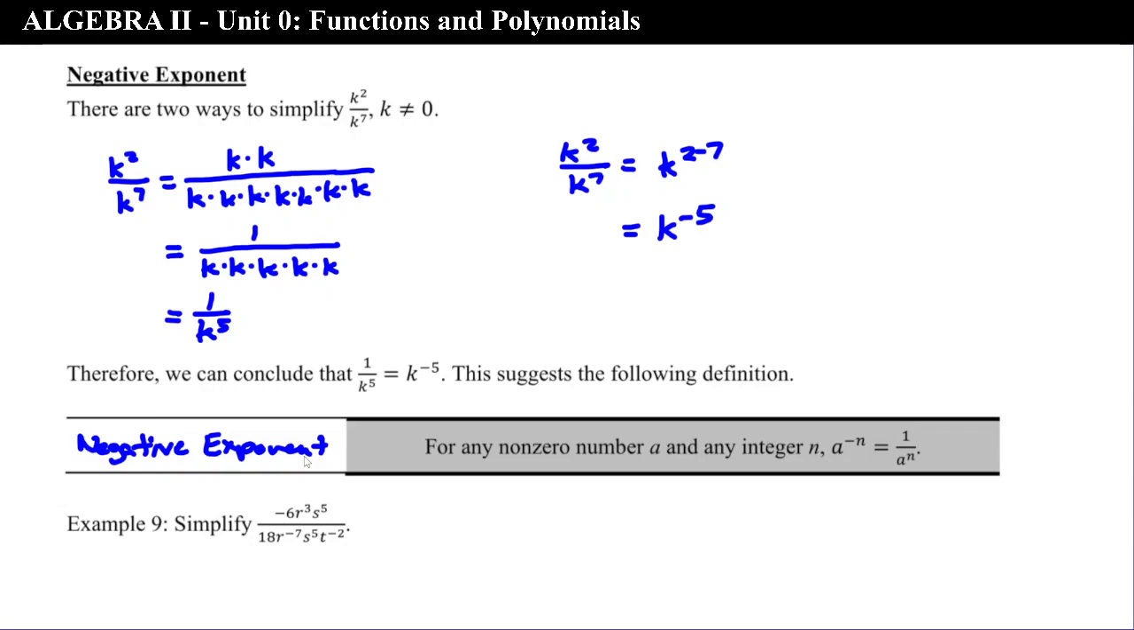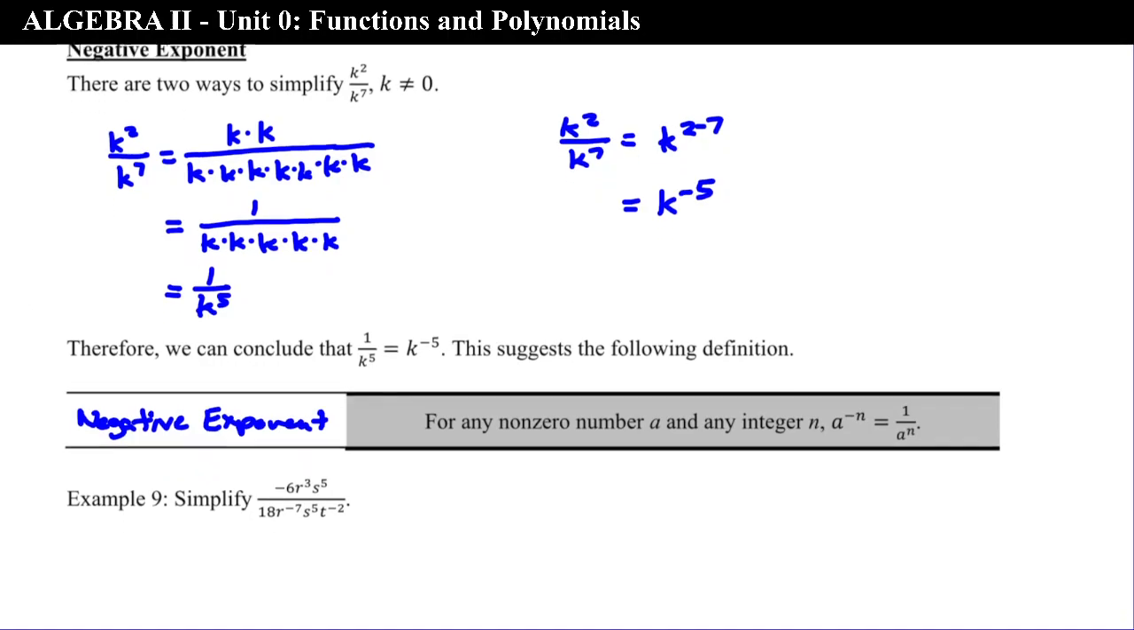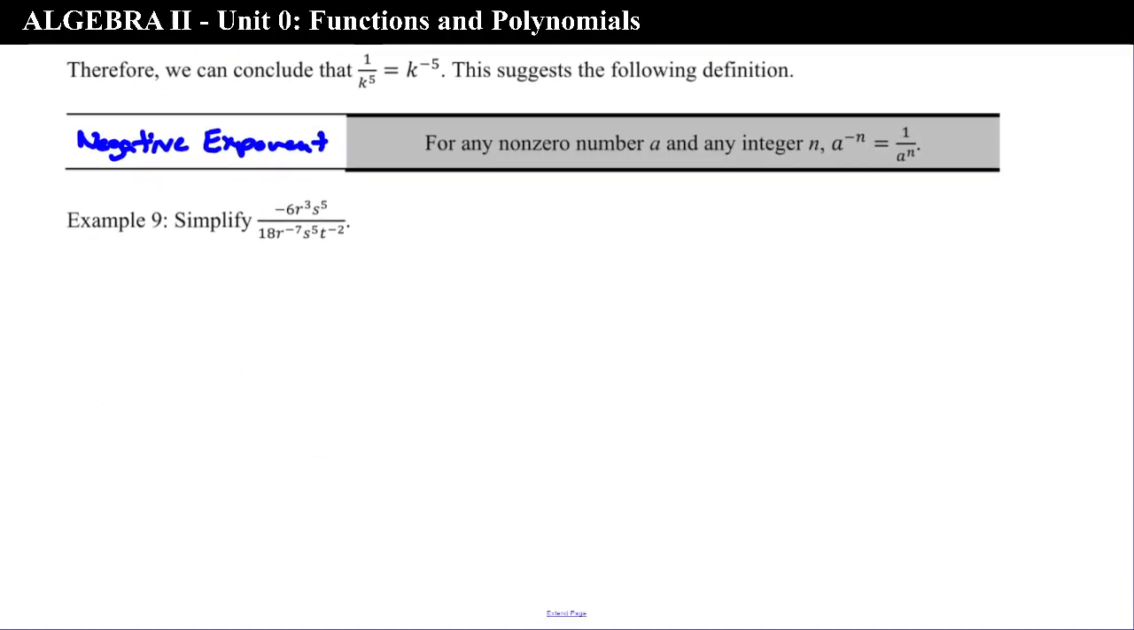For any non-zero number a and any integer n, a to the negative n is equal to 1 over a to the n. So let's wrap this up by doing one final example. Let's simplify this term.